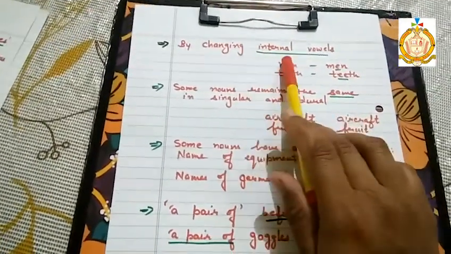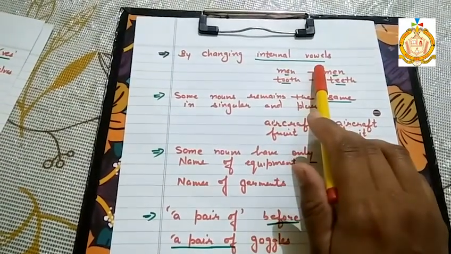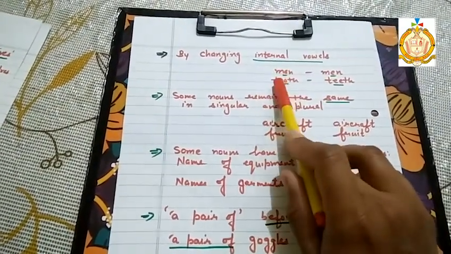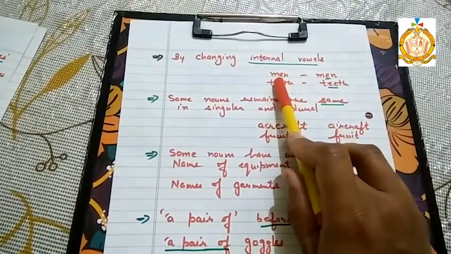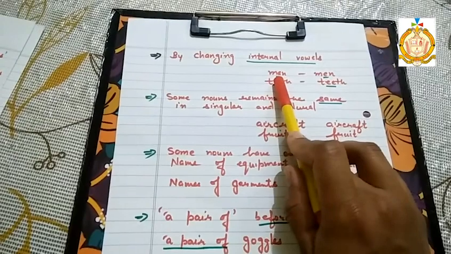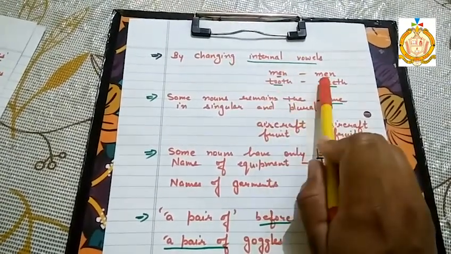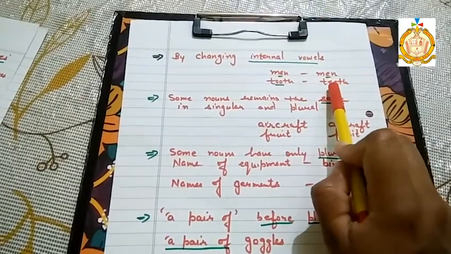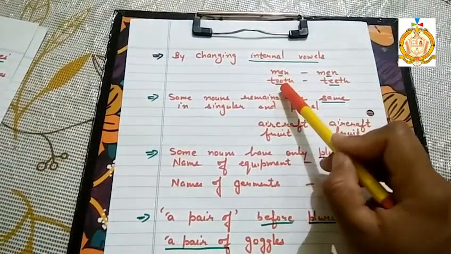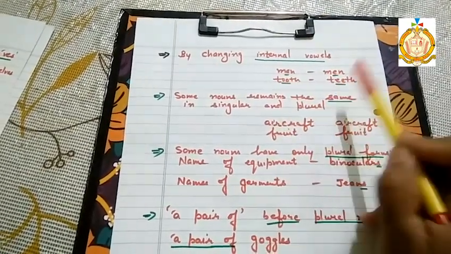Students, some nouns form their plurals by changing internal vowels. For example, man, men. Here there is a vowel a, and it is changed into e. Man is one, men is many. Tooth, teeth. One tooth, many teeth.